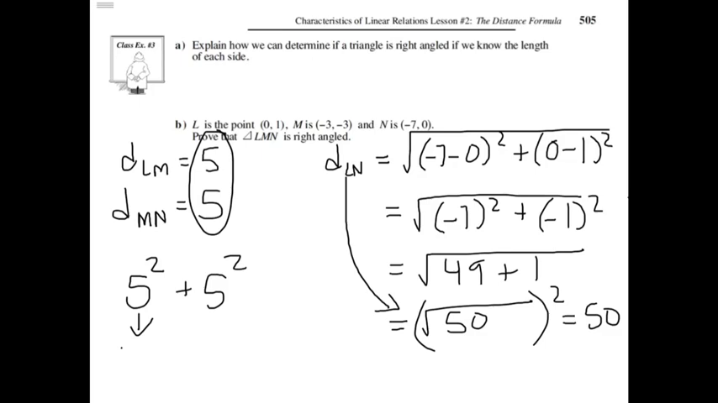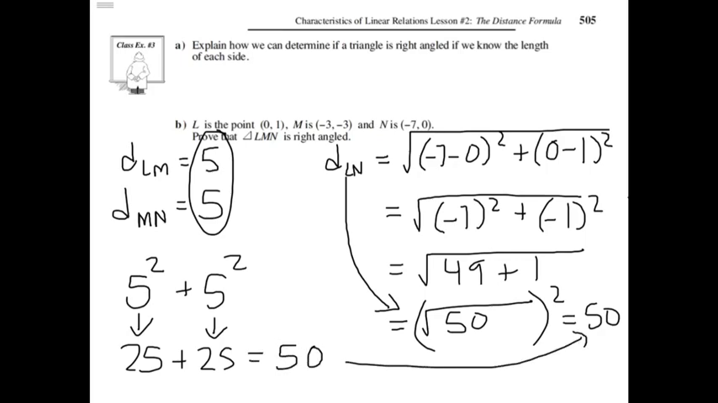So 5 squared is going to be 25, and 5 squared here is going to be 25 as well. And you add them up together, you have 50. Exactly what we have over here. So can we say this is a right angle triangle? Absolutely.